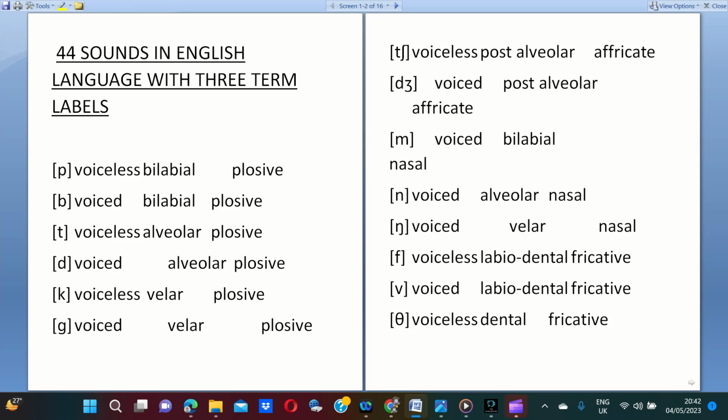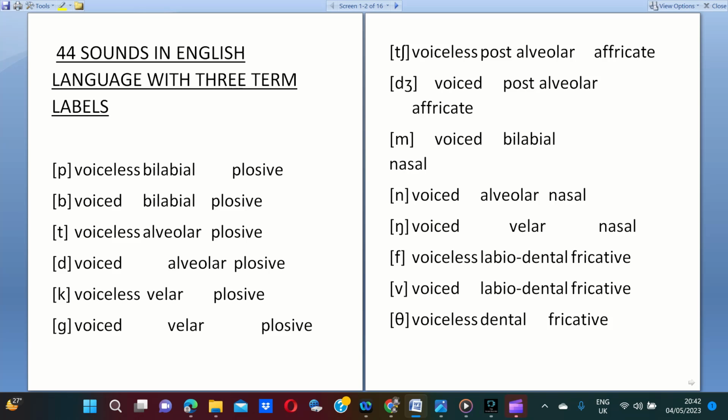I am not deciding here. This is voiced. This is voiceless. The International Phonetic Association decided and determined the status here. I am not deciding whether it is voiced or voiceless.